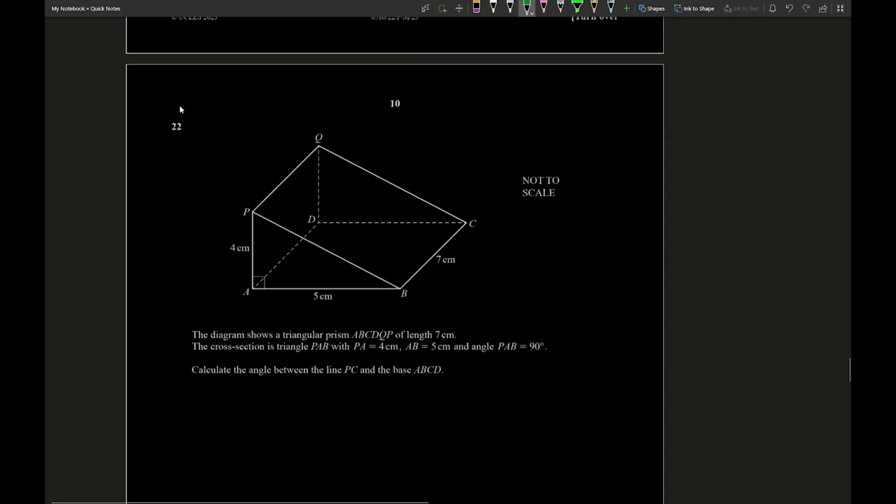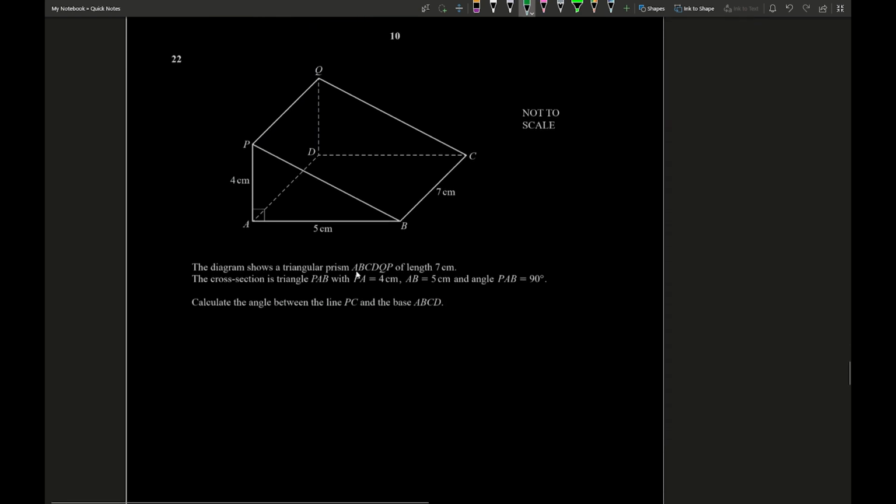Question number 22. The diagram shows, one moment. The diagram shows a triangular prism ABCDQP of length 7 centimeters. The cross section is triangle PAB with PA equal to 4 and AB equal to 5. Angle PAB is 90 degrees. Calculate the angle between the line PC and the base ABCD. Where is the line PC? It's this line right here.